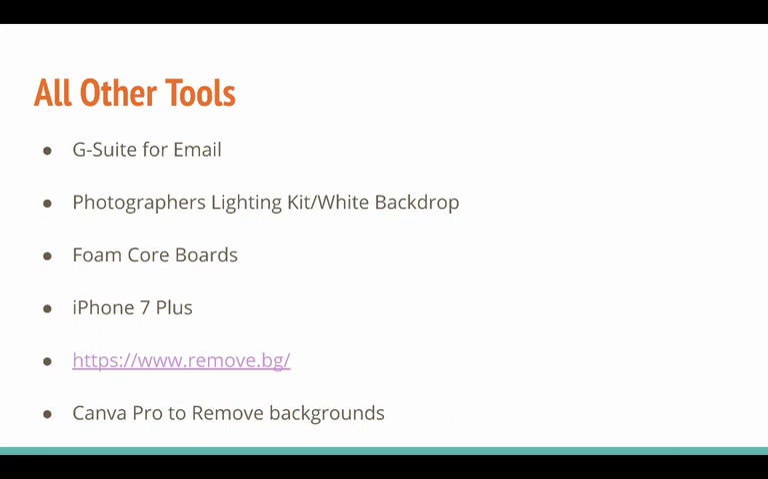And then the 2 other things that I use are this website called remove.bg. It takes the backgrounds off of photographs really easily and really fast. So you don't have to mess around with Illustrator or Photoshop if you don't know how to use it. I also just learned that with Canva Pro, the paid account, you can also remove backgrounds on photos really easily. So those are some of my other tools.